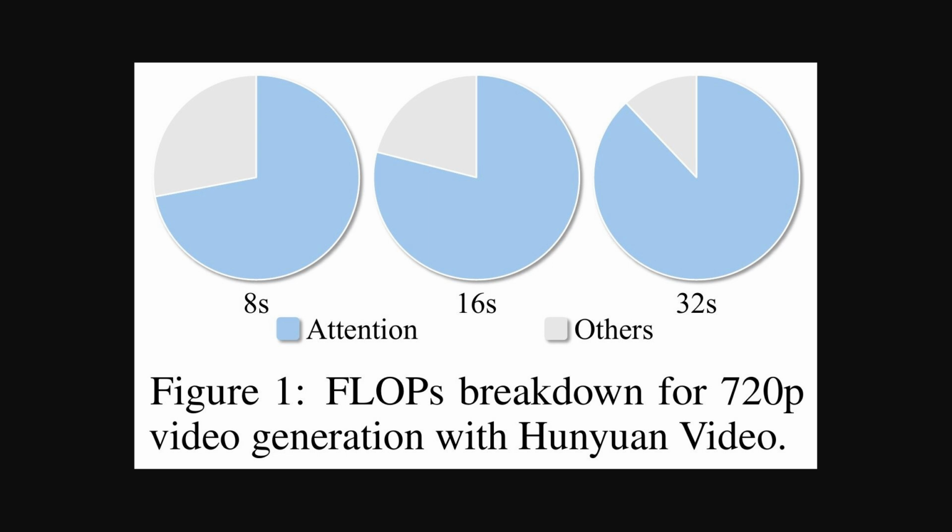And to really hammer home just how much of a bottleneck this attention mechanism is, let's look at this first figure. It breaks down the computational cost for generating a 720p video. This cost is measured in what are called FLOPs, or floating point operations, which is basically just a count of the total calculations the computer has to do. We see three pie charts here for an 8-second, a 16-second, and a 32-second video. That huge blue slice in each chart is the attention part. And you can see, as the video gets longer, the attention slice gets even bigger, dominating the total computational cost.